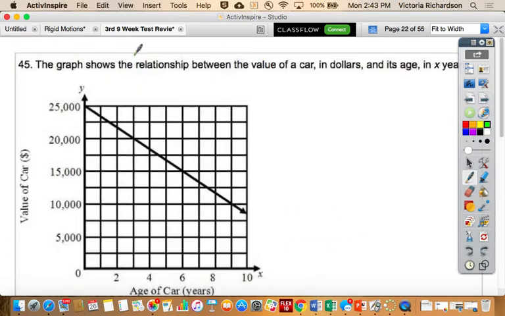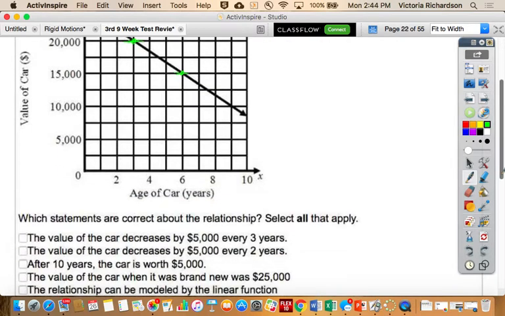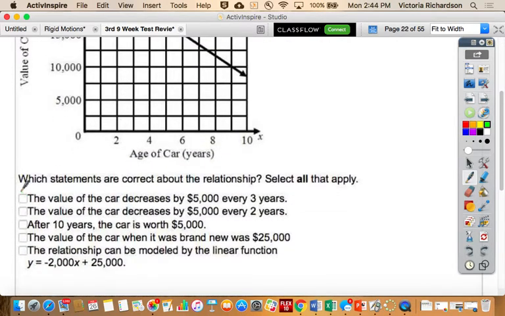So we need to find 2 points. So I have a point here, and then I have another one here. So this is 1 year, 2 years, 3 years. So from $20,000 to $15,000 because we went from this area to this area. So that is a drop in $5,000. So that is true. So that means the value of the car can't decrease $5,000 every 2 years because it can't do both.